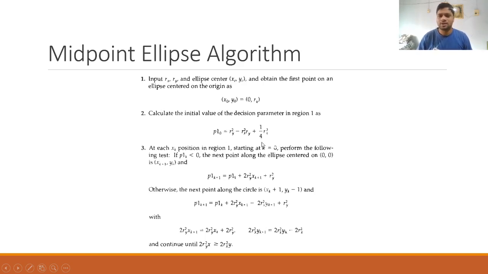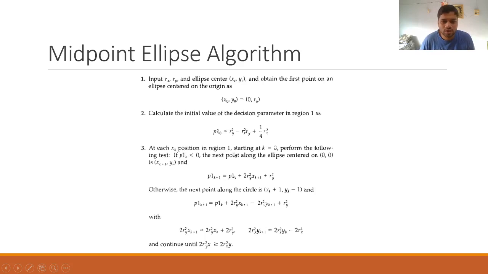Now since it is an ellipse geometry, the things which we discussed for line generation and circle generation, as the geometry becomes difficult, we may have to include square terms and fraction terms. So this 1 by 4 can be inputted as 0.25 multiplied by rx square. That we will do in the actual program.